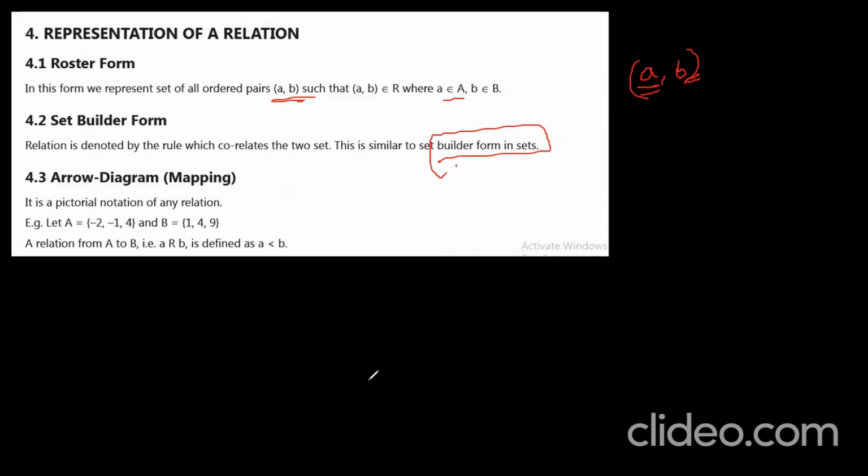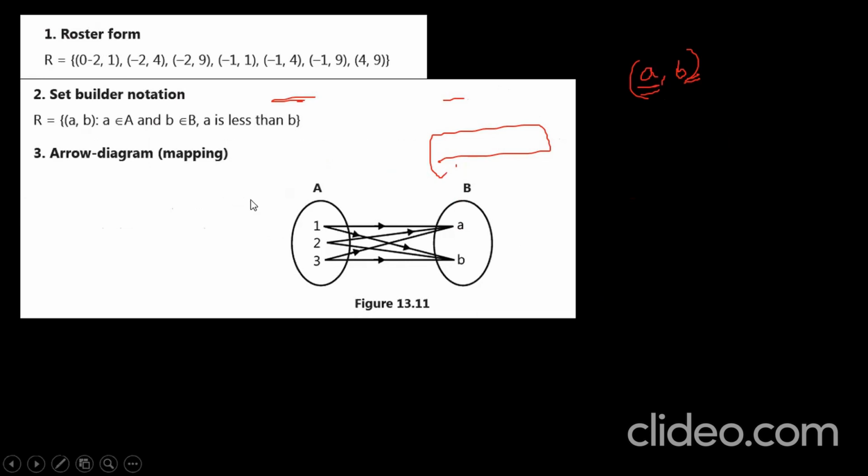And if you go with the arrow diagram, you can observe like this. So roster form will be (-2, 9), (-1, 1), like this, the set of all ordered pairs. And in set builder form, based on one condition you can make the generalization: (a, b) such that a belongs to A and b belongs to B, a less than b, like that. And through this arrow diagram, this is mapping. So this can be called mapping or arrow diagram.